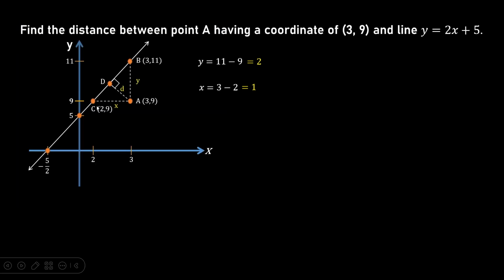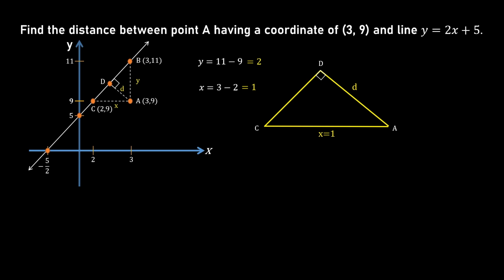So let's try to isolate triangle CDA. Again, sabi natin kanina that length DA is the distance of point A from the given line, meaning this line and this portion of the given line is perpendicular to each other. And we denote that the distance between D and A is D, which is the distance that we are looking for. And the distance between C and A is the variable x na denote natin kanina, and we solve for its value, which is equal to 1.